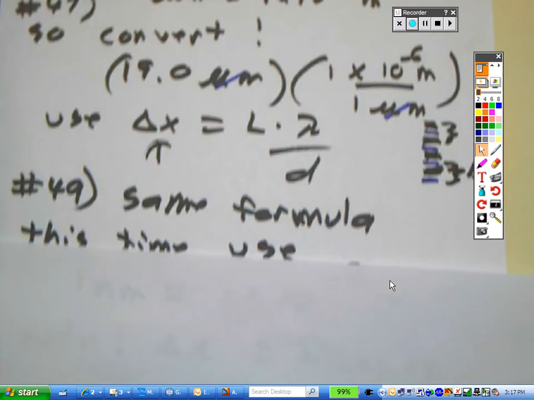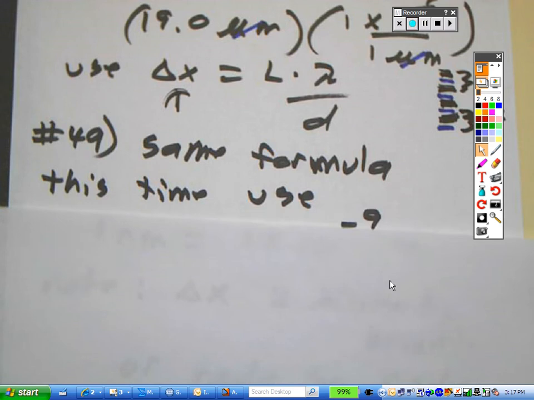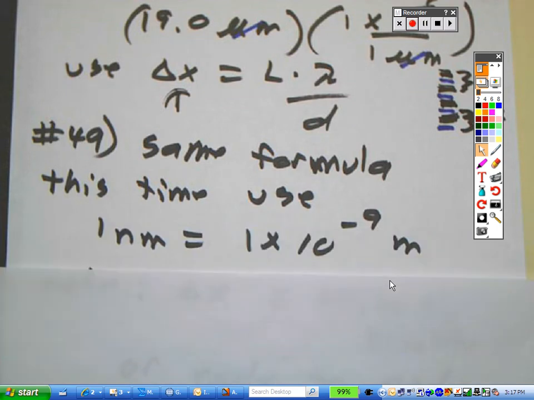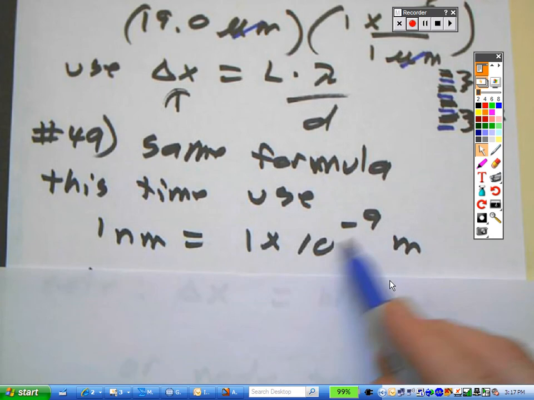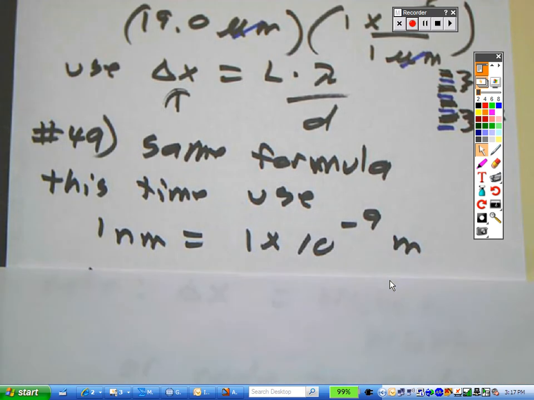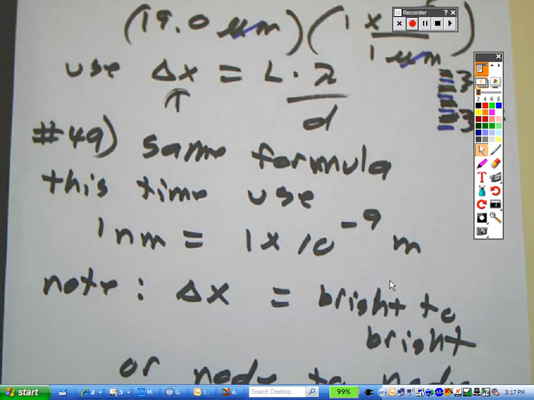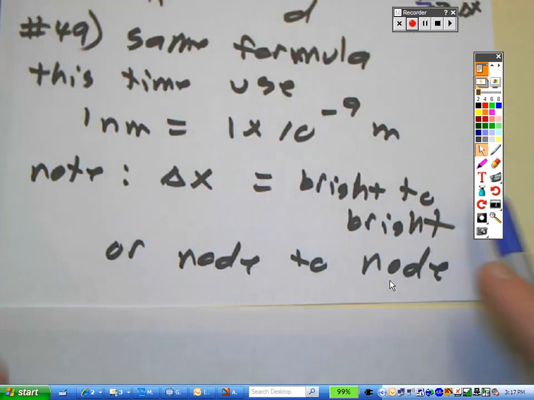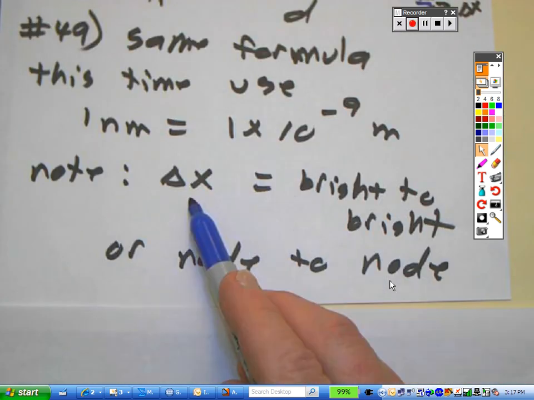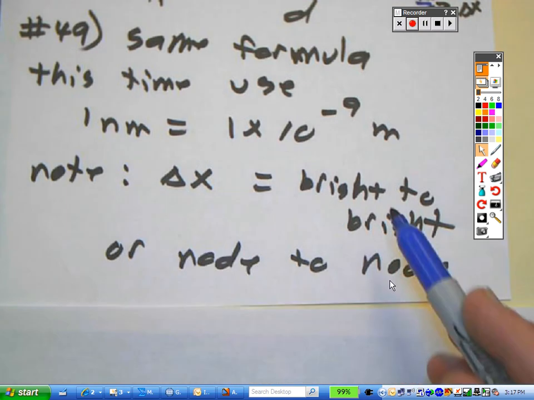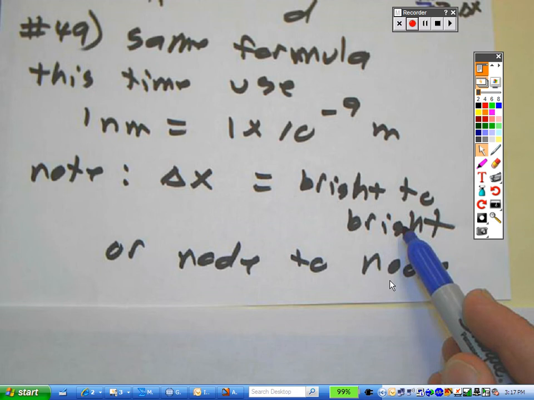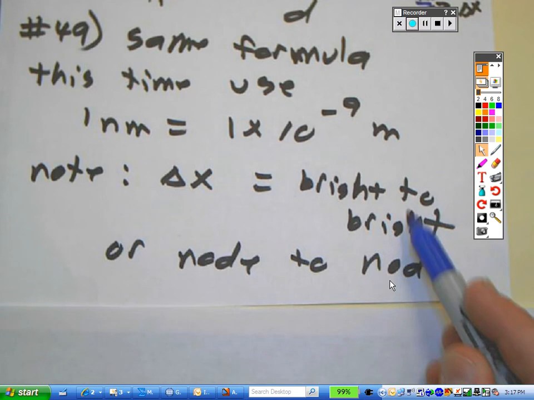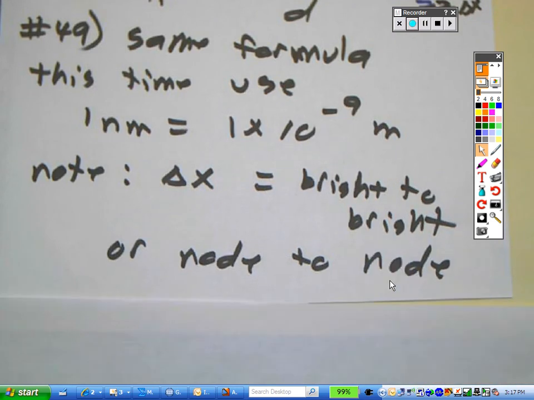Number 49, use the very same formula, but this time there's a different conversion you should probably use. Here, 1 nanometer is 1 times 10 to the negative 9 meters, but same conversion technique. So take note of this one issue that I just mentioned. Delta x is always the distance from one bright to its next bright, so in this case from the central bright to the first bright, or from a node to another node, and that's how you do 49.